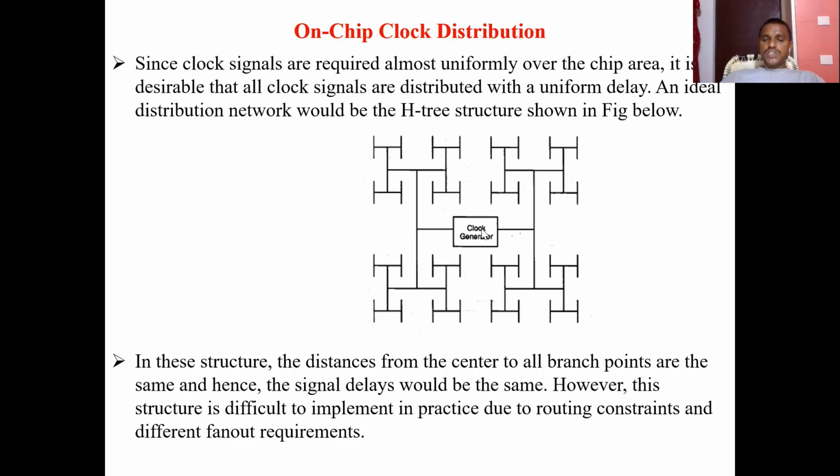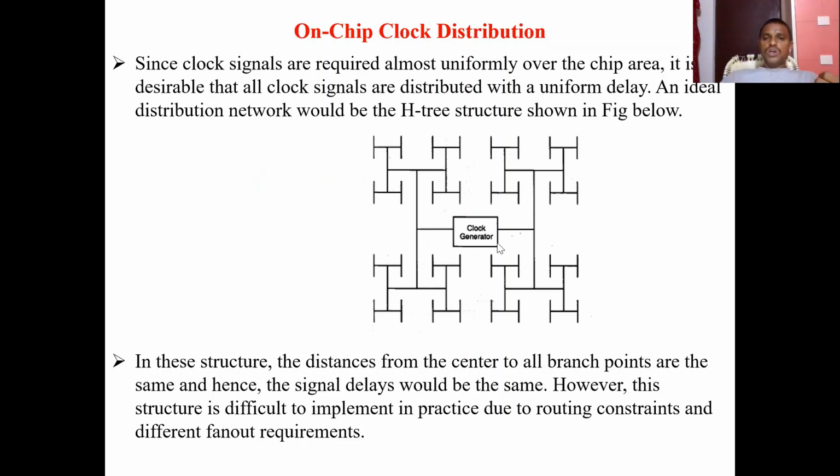It will start here. Generally, a tree means we can use it like this: from this one we again get two like this. This is the tree representation. All these representations are in terms of an H. All these clock distributions are in terms of the H symbol. That's why it is called an H tree. So this is what we have here.